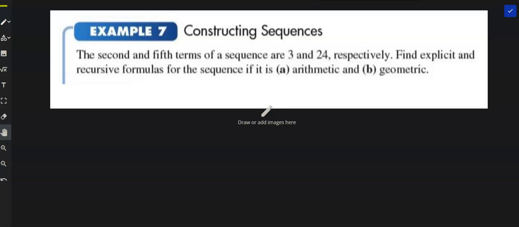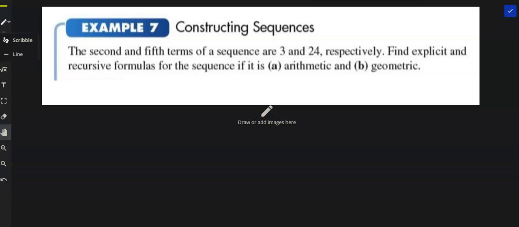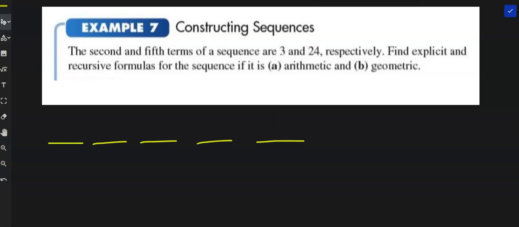The second and the fifth terms of a sequence are 3 and 24. Find the explicit and recursive formulas for the sequence if it's arithmetic and then a geometric. So we're going to do this twice, once with arithmetic and once with geometric. So 1, 2, 3, 4, 5. The second term is 3, and the fifth term is 24.